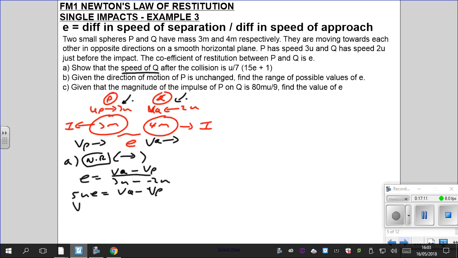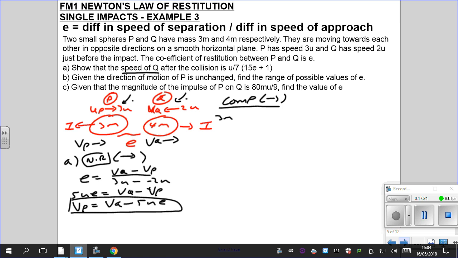So it makes sense for me to make VP the subject because I'm trying to find VQ and I'm going to need to sub that in to comp. So comp to the right. So mass, velocity, mass, velocity, negative because it's going to the left, equals mass VP, mass VQ because I assumed VQ is going to the right.